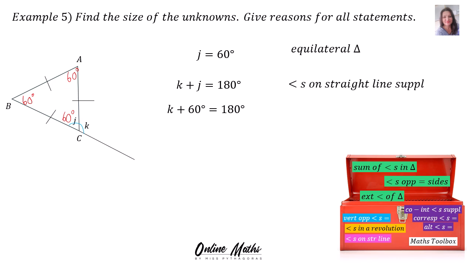And then we know that J is 60 degrees, so we can solve K. Let the 60 walk across, 180 minus 60, therefore K is 120 degrees. Now I also want to show you something, that maybe you saw K as the exterior angle of a triangle, which is equal to the sum of the opposite interior angles, and that will also be marked right.